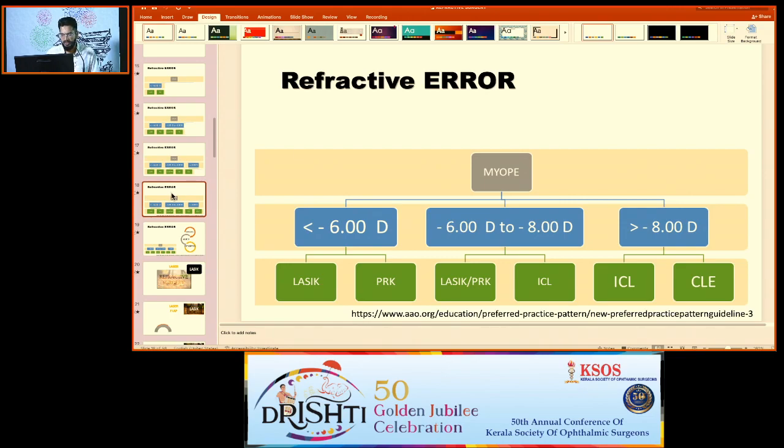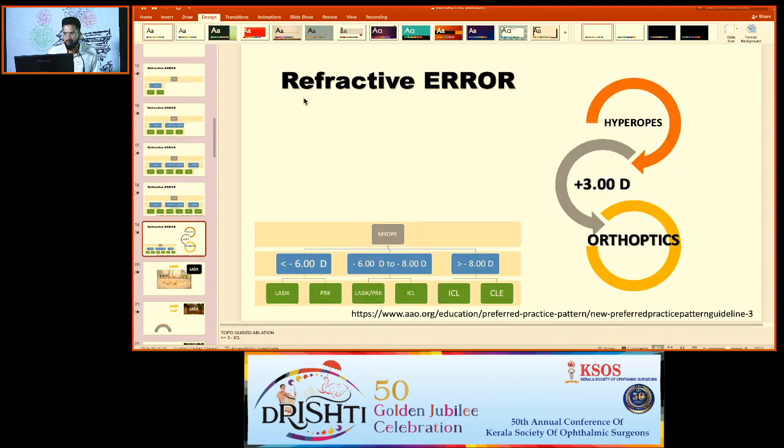And here the EDOF lenses are doing a great job. In hyperopes, the power recommended would be a power less than +3, and make sure the orthoptic evaluations are very well taken care of. Otherwise, usually with +3 powers, patients regress quite often.